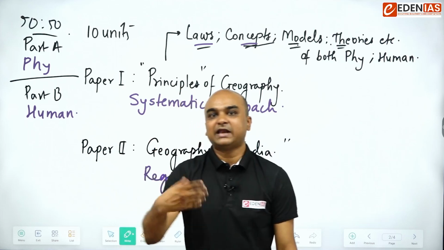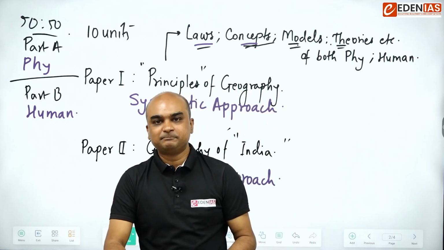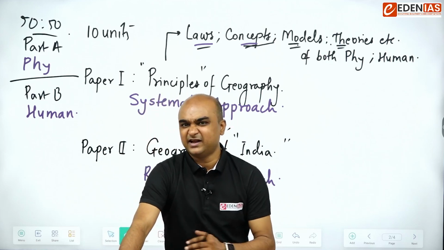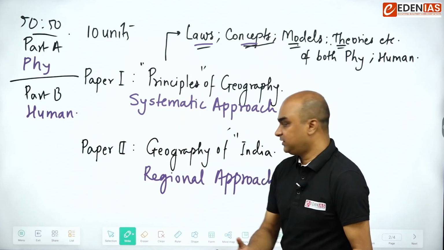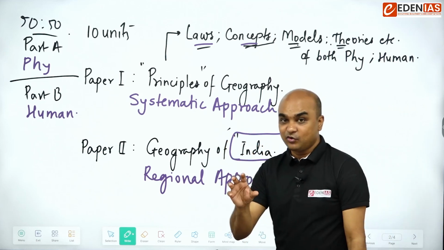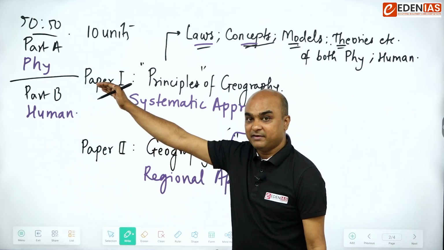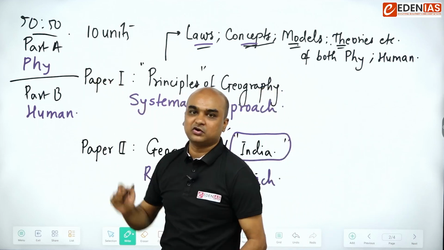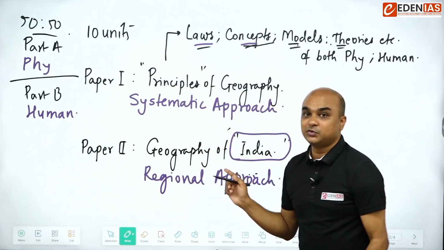Like, for example, climate of India, soils of India, plants and animals of India, population of India, settlements in India, agriculture in India, industry in India. It means everything in the context of India. That's why the approach here is regional approach. Unlike paper 1, where there is a clear-cut demarcation between physical and human geography and the division is almost 50-50, paper 2 is not like that.